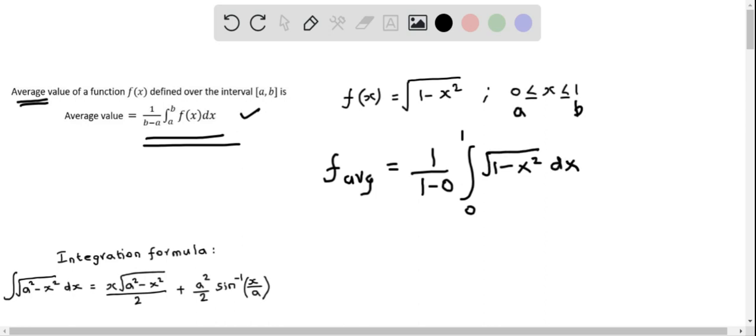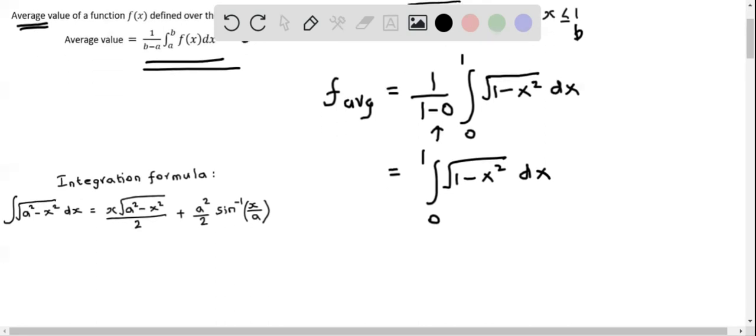So let's substitute the f of x, which is the square root of 1 minus x squared, dx. This simplifies: 1 minus 0 is 1, so 1 over 1 is 1, and we can ignore this. Therefore this becomes the integral from 0 to 1 of the square root of 1 minus x squared dx. So we have to find the value of this definite integral from 0 to 1. For this, I'm going to use an integration formula. When we compare this integral with this given formula, we can utilize it.